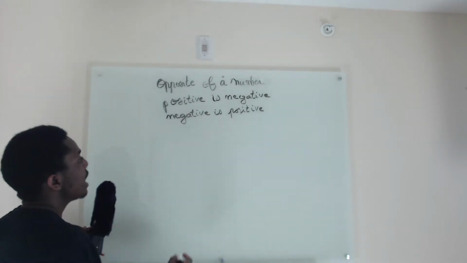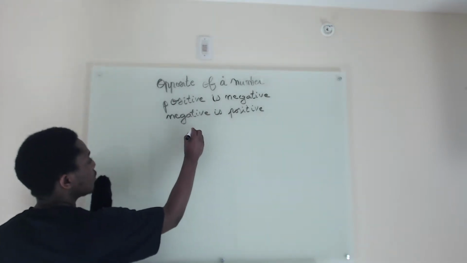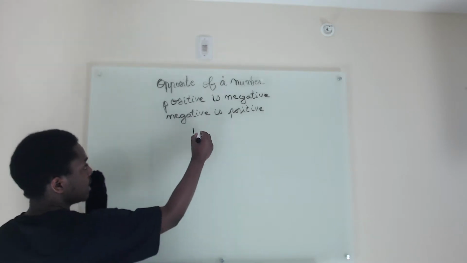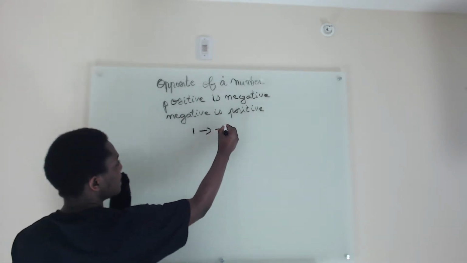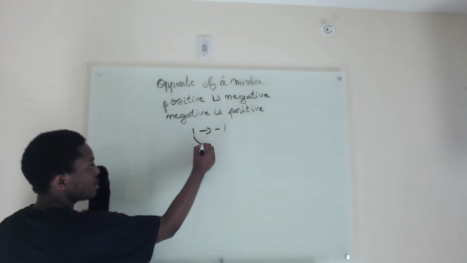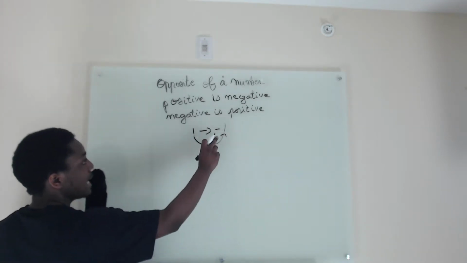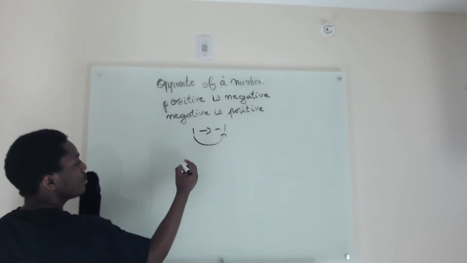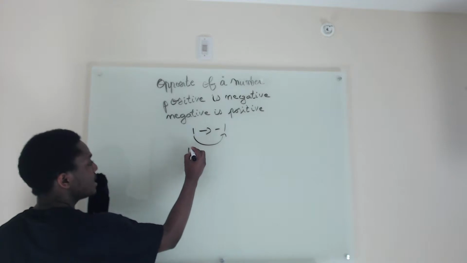So let's say we have the number 1, for example. So the opposite of the number 1 is negative 1. So what I just did, I just kept the same number and added the negative sign. So another example, let's say the number 15, for example.